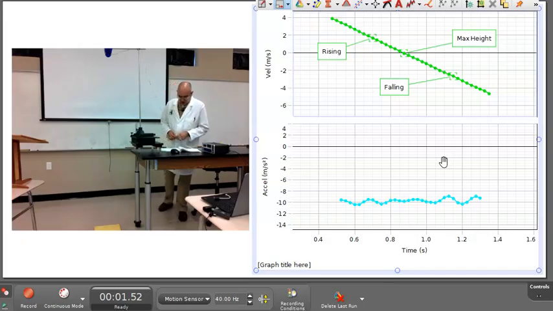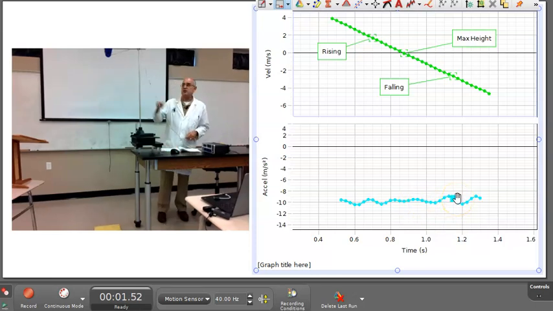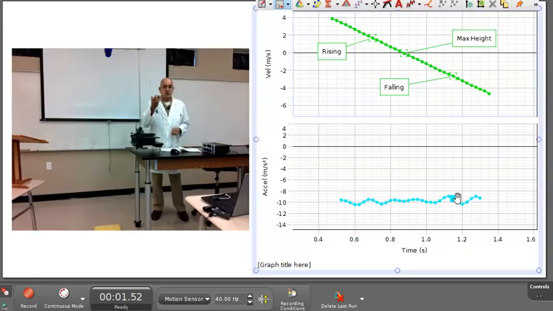And question 1-9, compare the portion of the acceleration graph when the ball was falling after reaching its highest point to the acceleration graph in activity 1-1 where the ball was falling from rest. In other words, this acceleration graph as the ball was falling compared to the previous one when I let the ball drop. And it turns out they're going to be the same graphs.